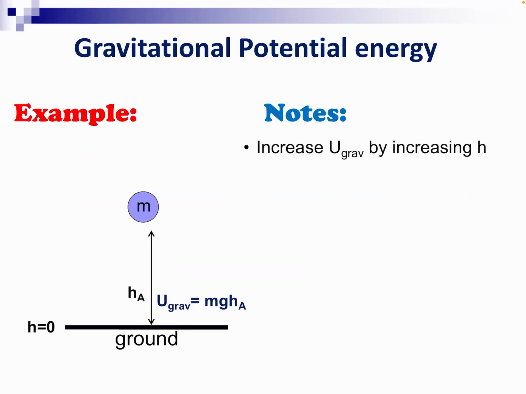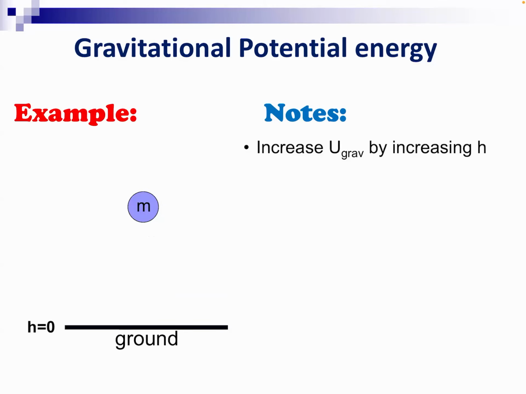Right, so let's look at these scenarios. For example, you have the ball. Initially, it's on the ground, and let's use the ground as the reference height. So we put height equals 0 to be the ground, and we lift the ball up to a certain height h_A. The ball will now have a gravitational potential energy of mg times the height h_A, right?